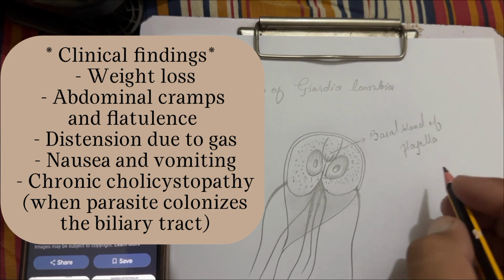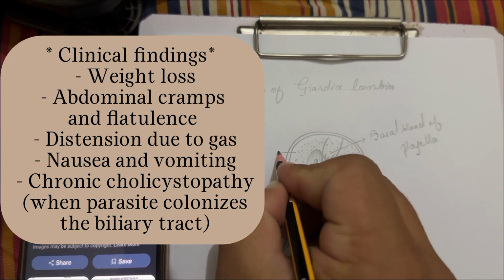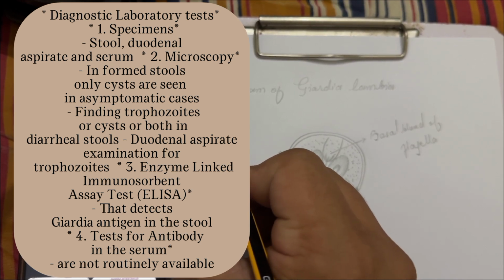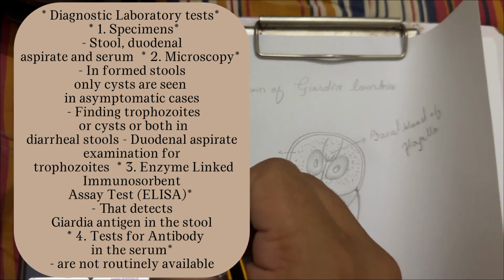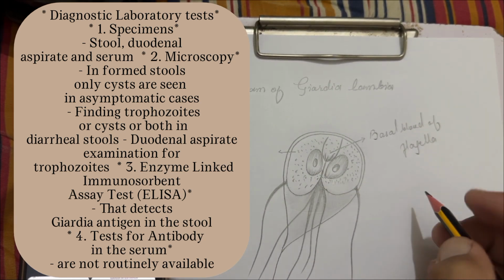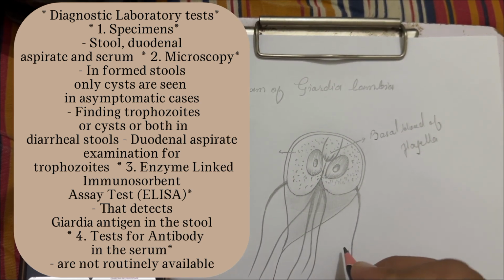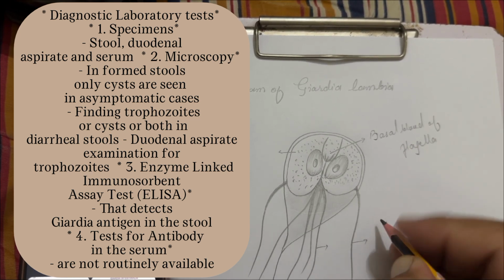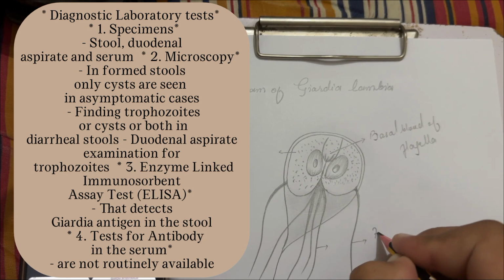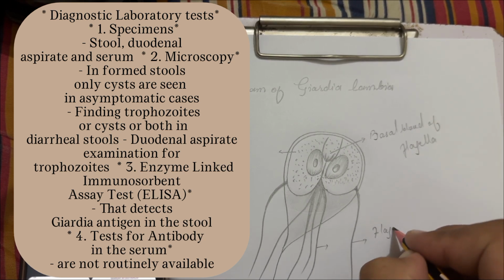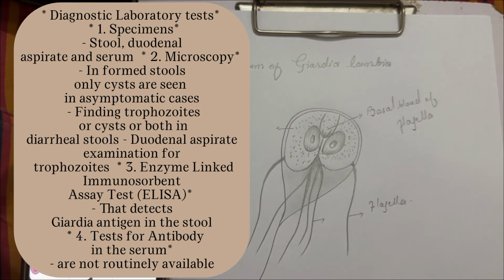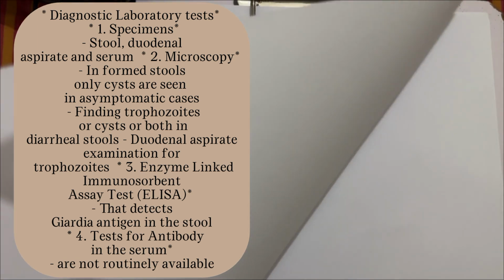Chronic cholecystopathy, when parasite colonizes the biliary tract. Let me tell you how this happens. As we know that Giardia lamblia attacks the duodenum and upper part of jejunum. And in the second part of duodenum, the biliary duct opens. So when the parasite enters from duodenum into the biliary tract through this opening of the bile duct, it can cause cholecystopathy.